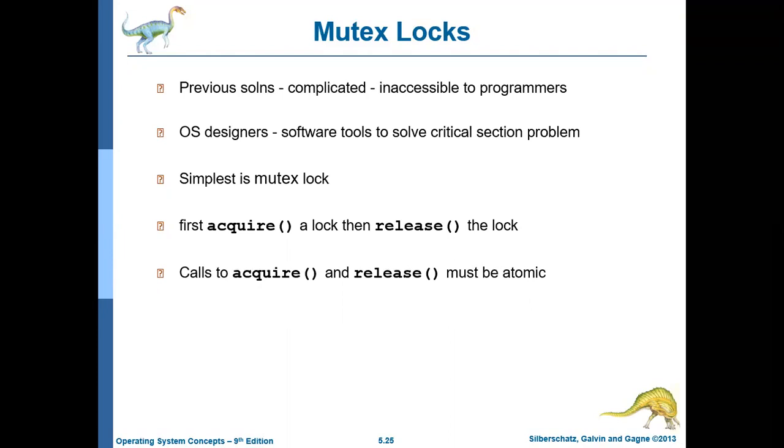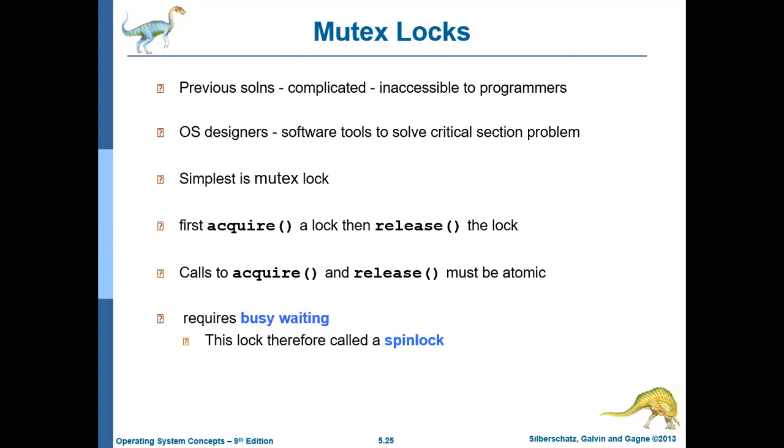That is, when any process is executing the acquire function, at that time the process cannot be context switched. Similarly, if some process is executing release, release also will be an atomic instruction, that is, it cannot be context switched. There is a problem with mutex lock.